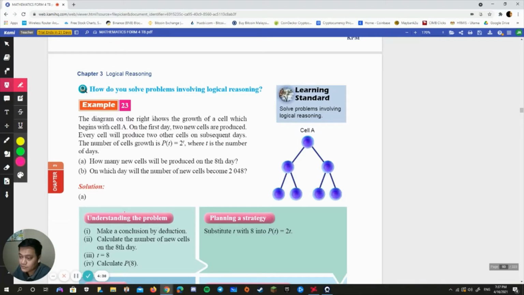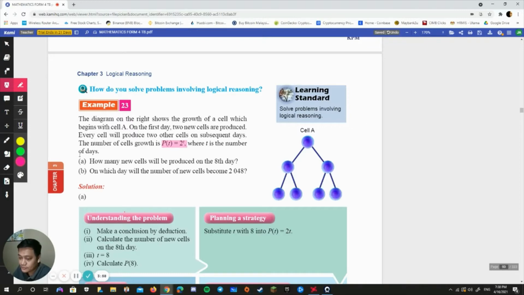The diagram on the right shows the growth of a cell which begins with cell A. This is cell A. On the first day, two new cells are produced. Every cell will produce two other cells on subsequent days. The number of cells grown is P_t equal to 2 to the power of t, where t is the number of days.